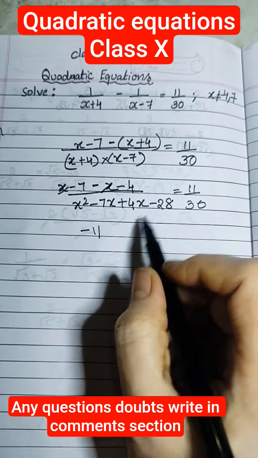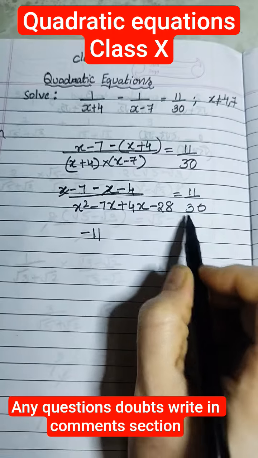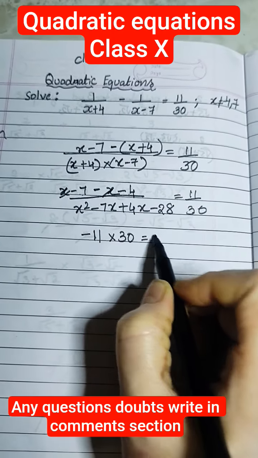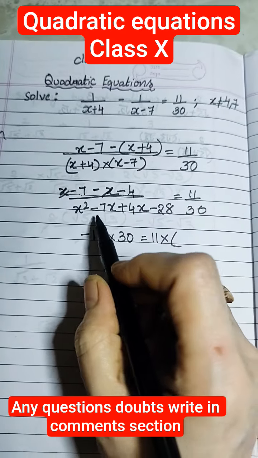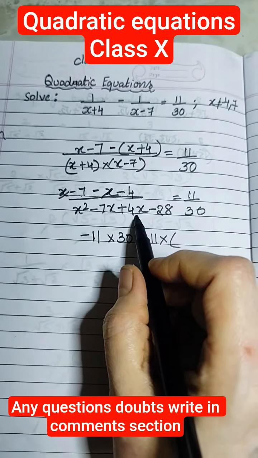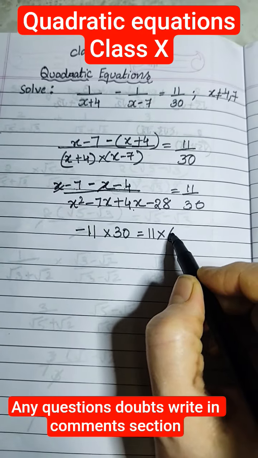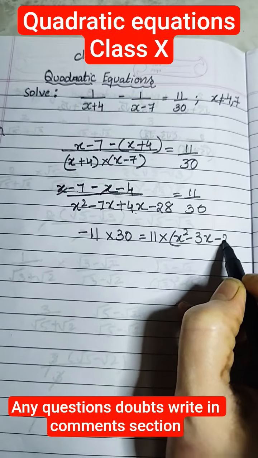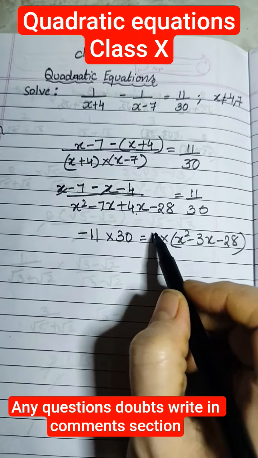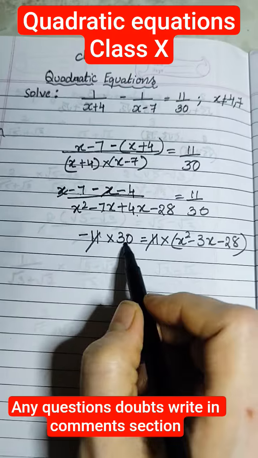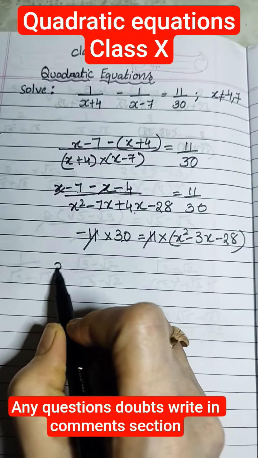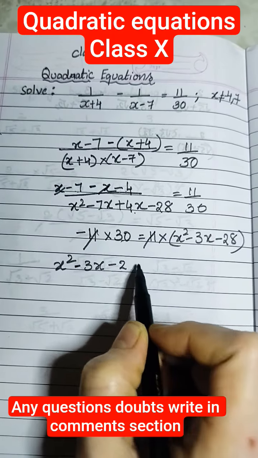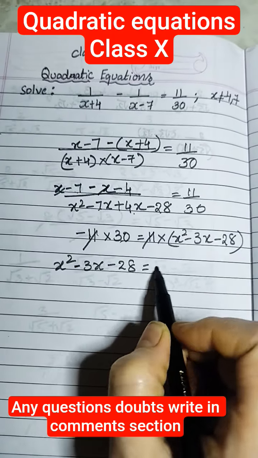So the next step is cross multiply. So minus 11, this 30 will come here. 11 into, so if you simplify, minus 7x plus 4x means minus 3x. So x square minus 3x minus 28. So here 11 and 11 cancel. So I am writing x square minus 3x minus 28 equal to minus 30.